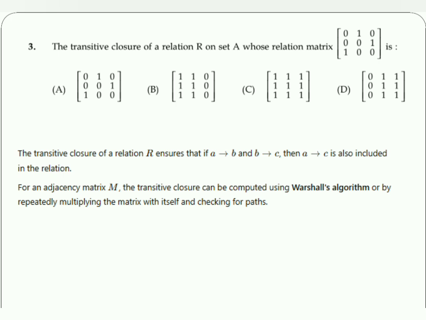Here we can find the transitive closure either by following the property that if A follows B and B follows C, then A must follow C, or we can compute the transitive closure using Warshall's algorithm by repeatedly multiplying the matrix with itself and checking for paths. So the correct option is option C.